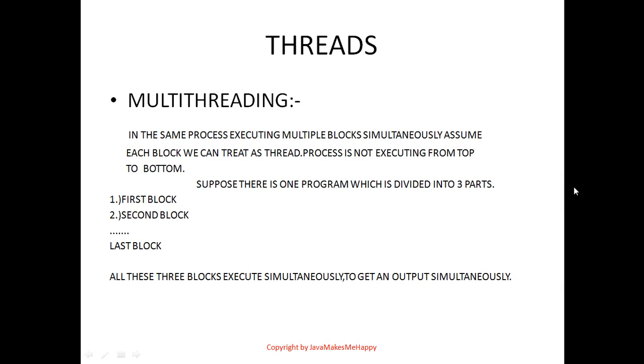Now, what is multithreading? Multithreading means that in the same process, multiple blocks are executed simultaneously. Assume each block we can treat as a thread. The process is not executing from top to bottom. Suppose there is one program which is divided into three parts, that is the first block, the second block and the last block. All these three blocks execute simultaneously to get an output simultaneously.